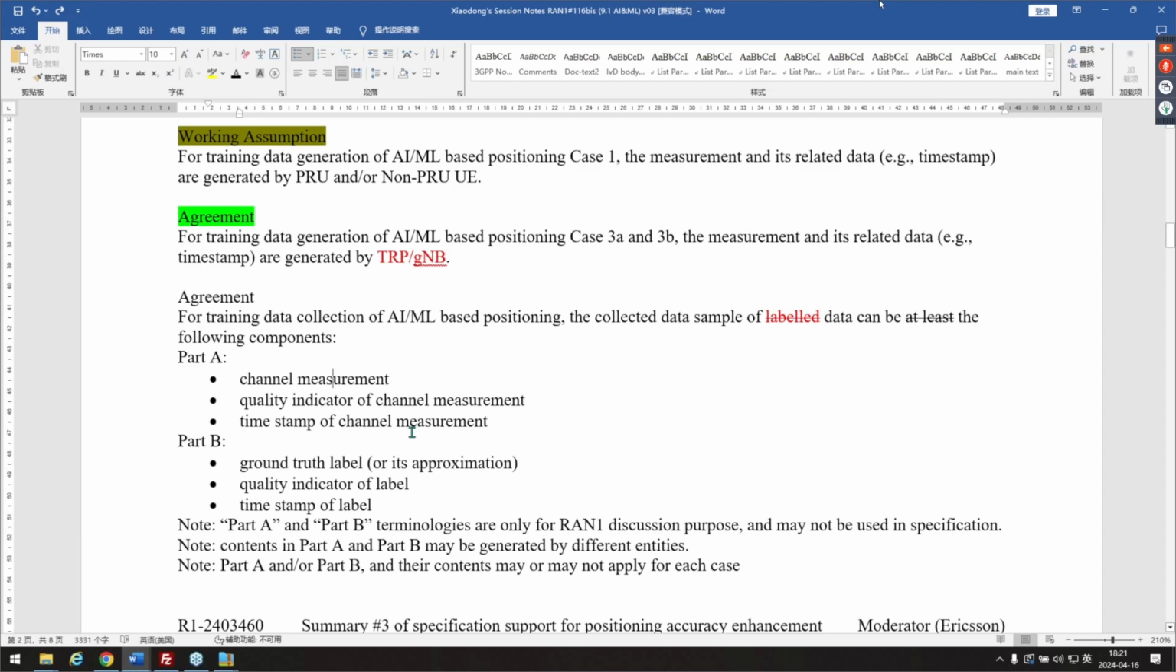Ericsson? Yeah, I think actually at least the first bullet for each part is, in my perspective, a core component, while the rest is more like nice to have. So channel measurement and ground truth label would be the core of the measurement report. I don't mind the nice to have or mandatory. Just focus on what we want to support.